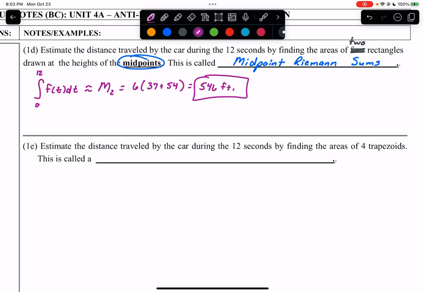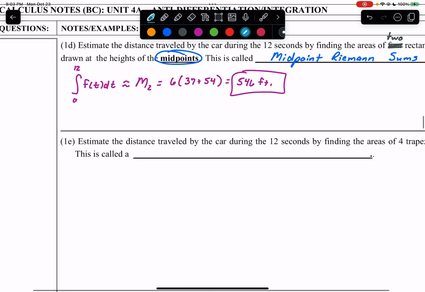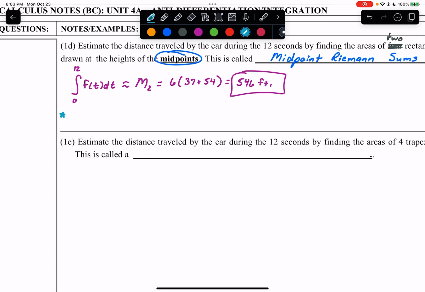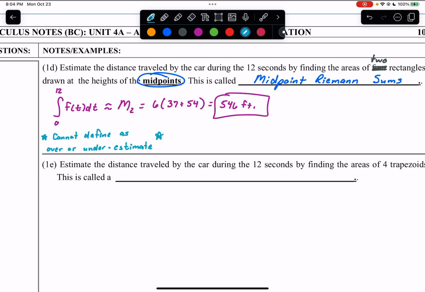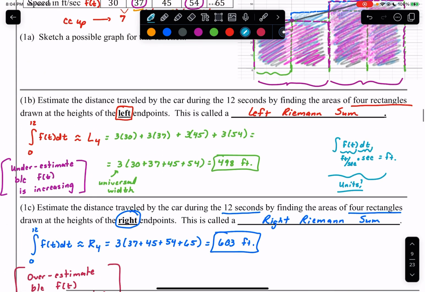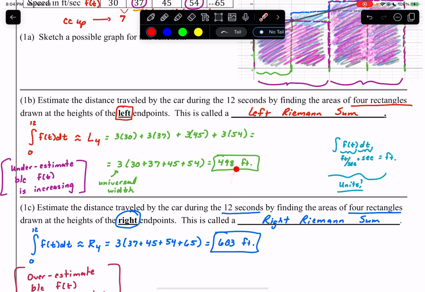Now, because it's a little bit over and a little bit under, there's not a definitive over or under estimate. So we're going to make a note of that. So cannot define as over or under estimate. So we know it's a little bit closer to the actual distance traveled, but I can't say it's absolutely under or over. Now 546 is kind of in the middle of these two, but not exactly in the middle.